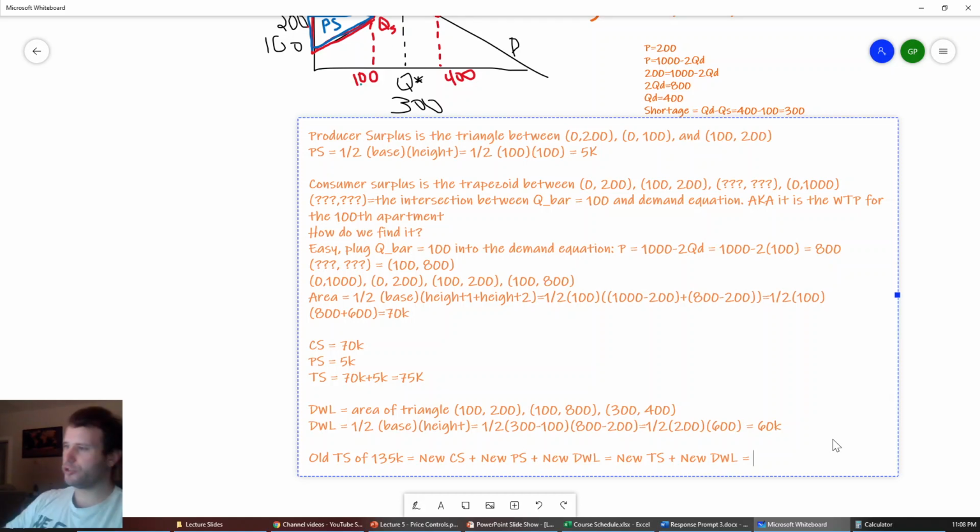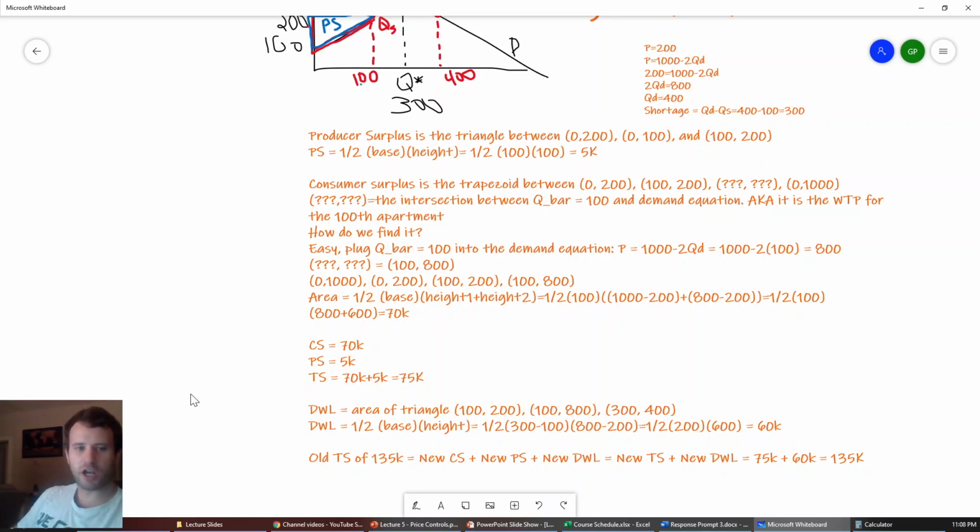But we have our new total surplus of 75K. We have our deadweight loss of 60K. You add those two up, you have 135K. Oh, look, that's my old total surplus. Gee whiz, I must have done something right. Okay, so we've just checked our work. We have a consistent answer here.